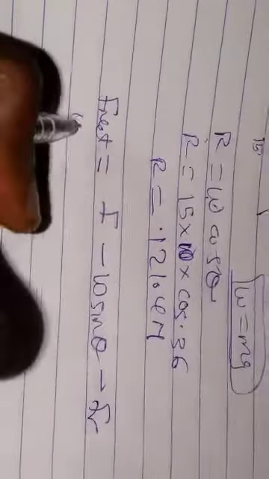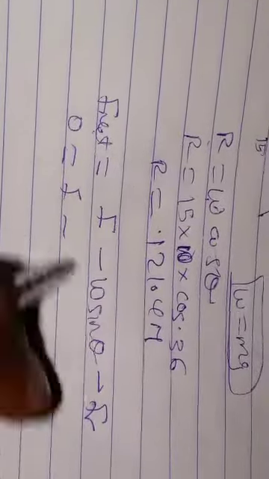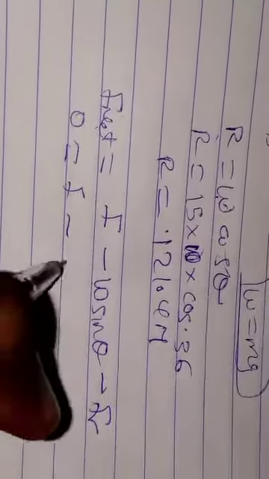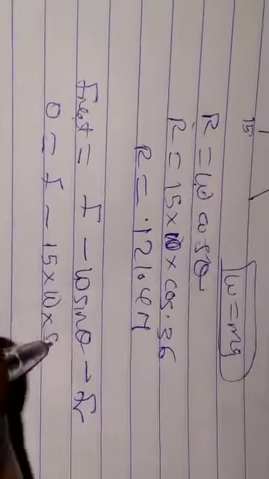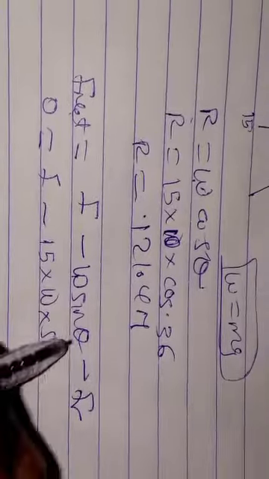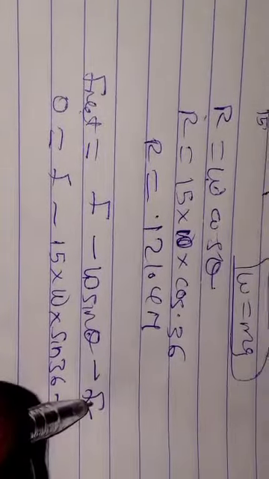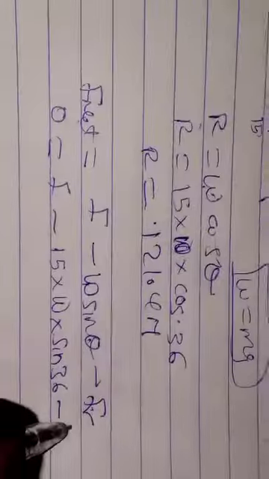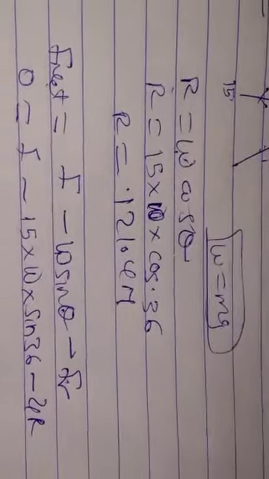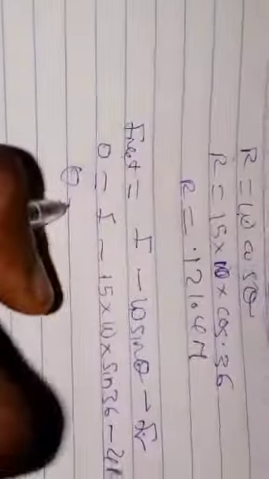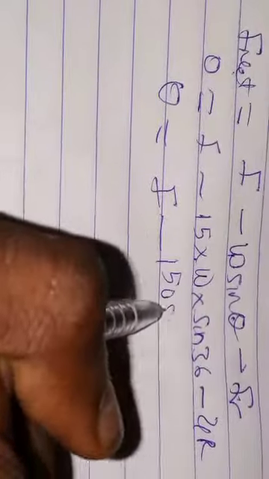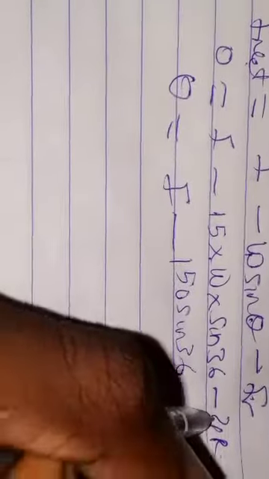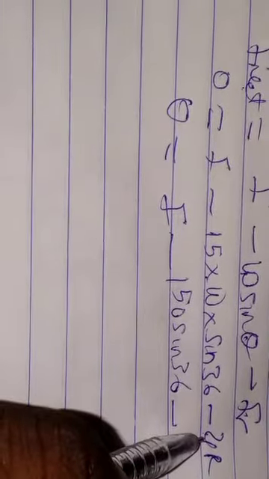So what's your net force? That's 0, right? F minus W sin theta, that's 15 times 10. W is mg times sine. What's the angle? 36, minus frictional force, that's what? Mu R. So we have 0 is equal to F minus 150 sine 36.